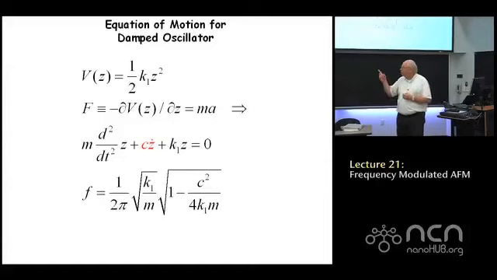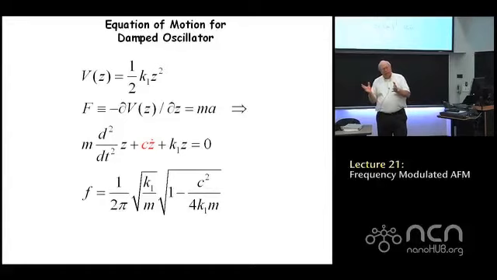Well, it depends on this damping coefficient C squared divided by this 4K1 over M, where K1 is the spring constant of the cantilever. So just by including a damping mechanism, the frequency already starts to shift, right?